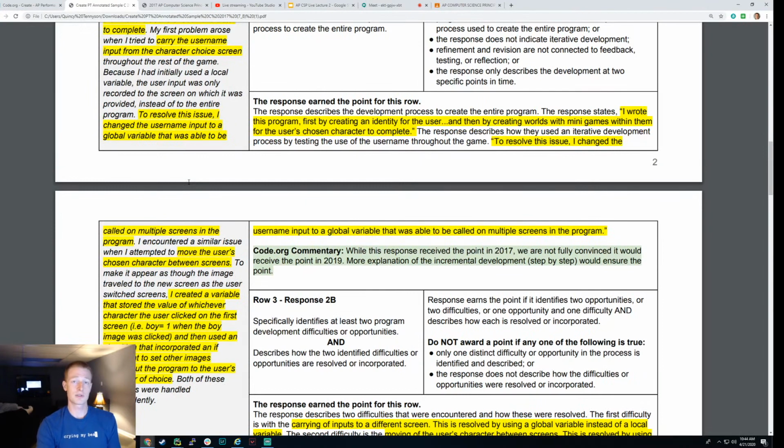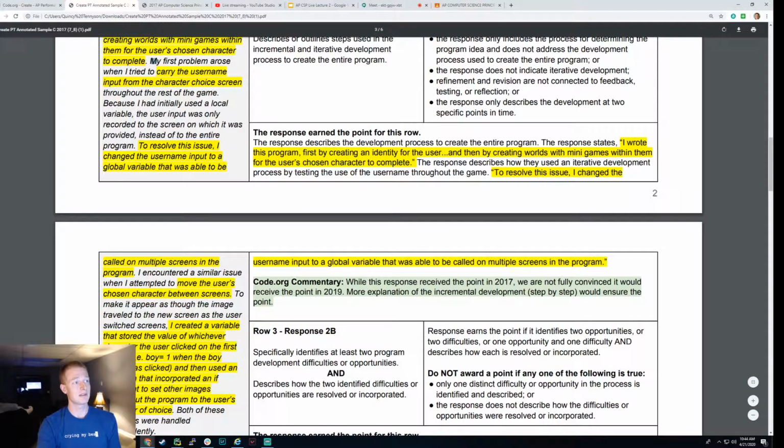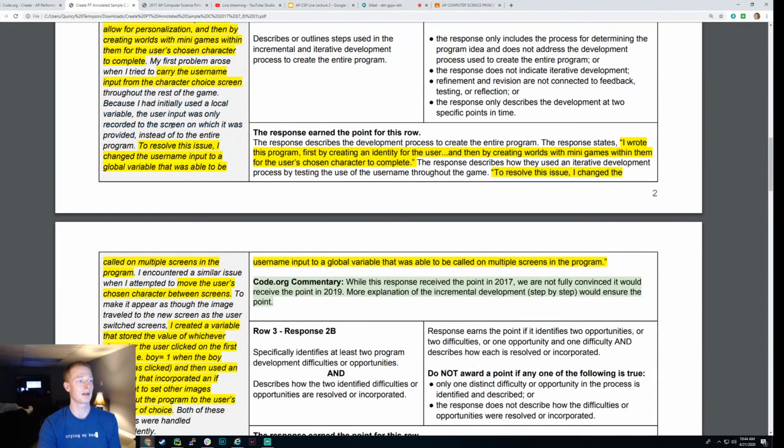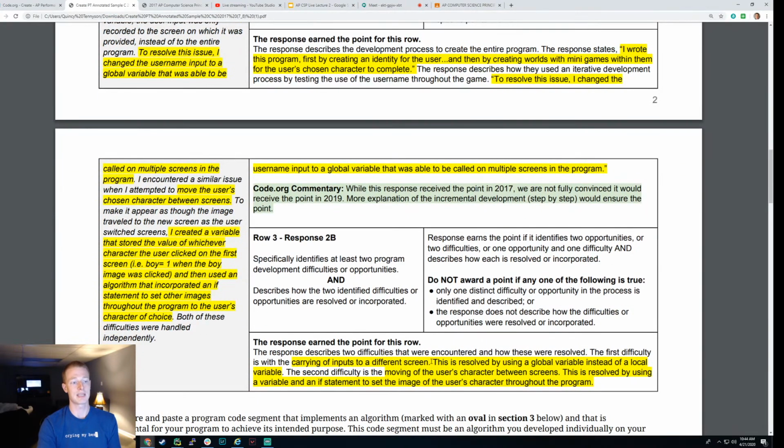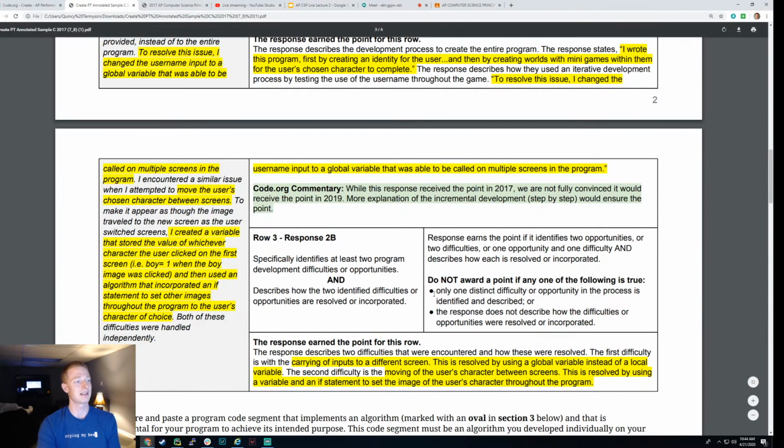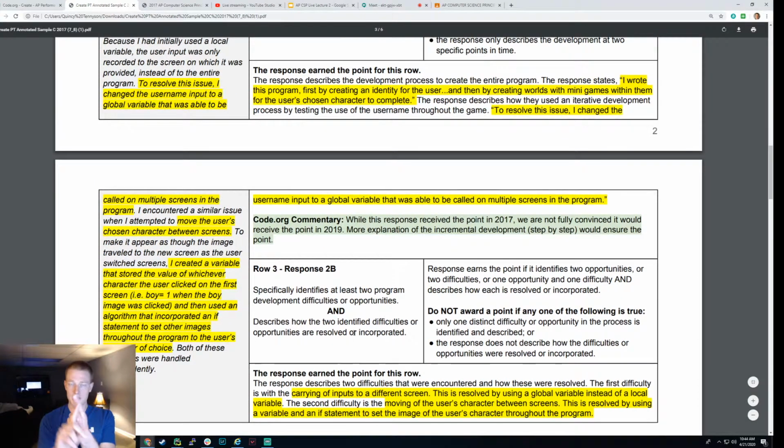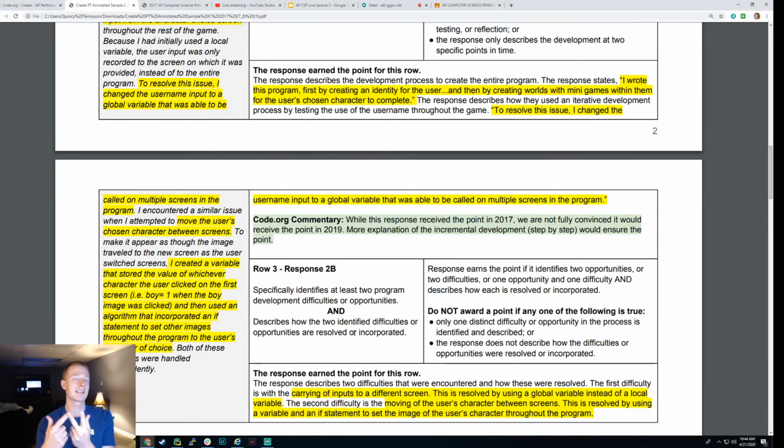But remember, readers are human beings. So we're giving them some context here and saying, why did this problem happen? Well, it happened because I'd initially used a local variable. The user input was only recorded to the screen on which that local variable was provided, instead of the entire program. And they actually address that down here in why they gave them a point. So maybe they just didn't highlight effectively, but you need to talk about the problem or opportunity, talk about why it exists, and then discuss that resolution. Try to be comprehensive, clear, and concise as possible. Leave nothing up to inference. All right, so that's row 3.